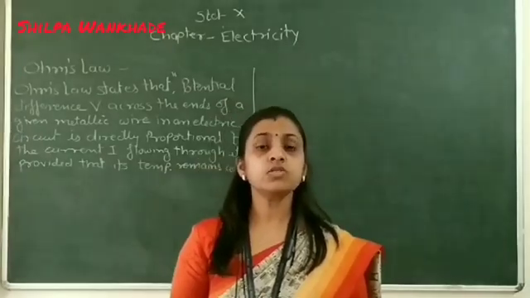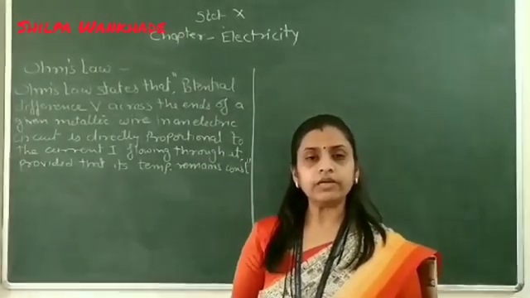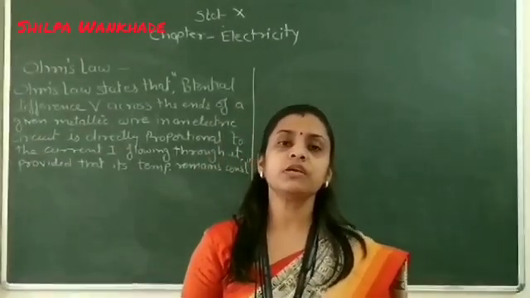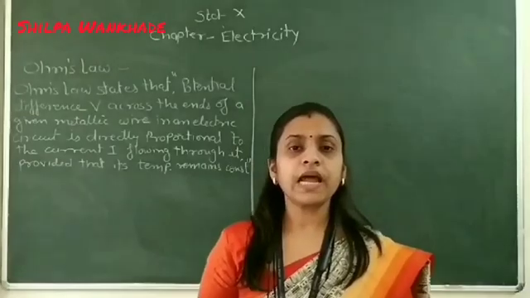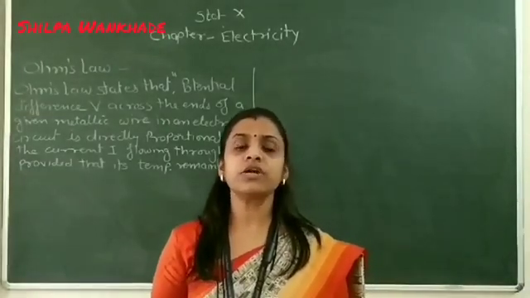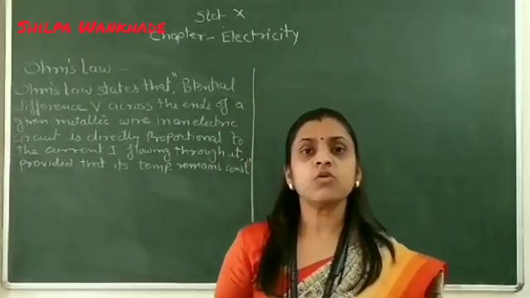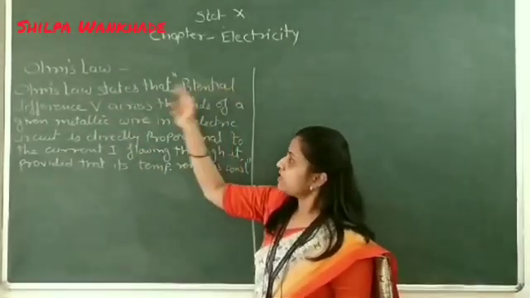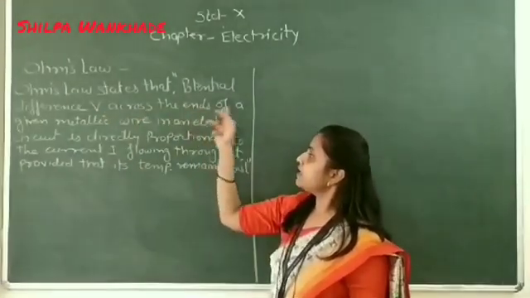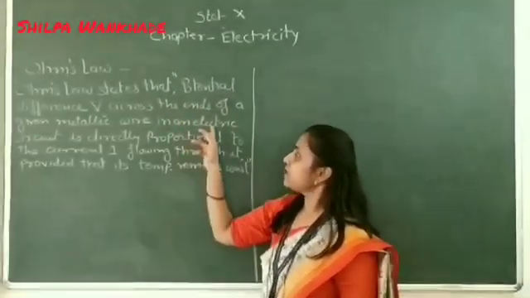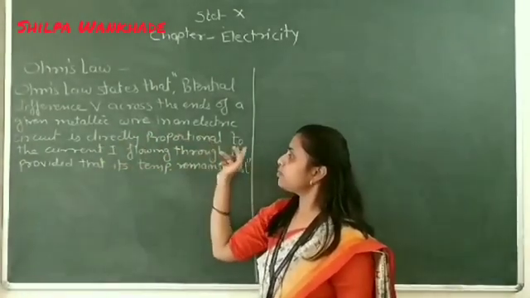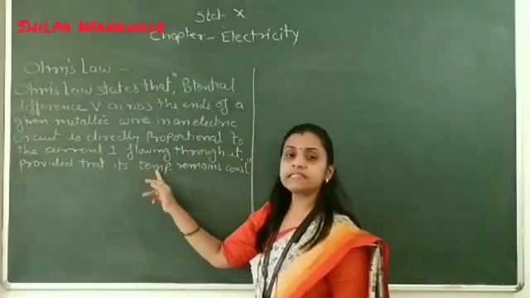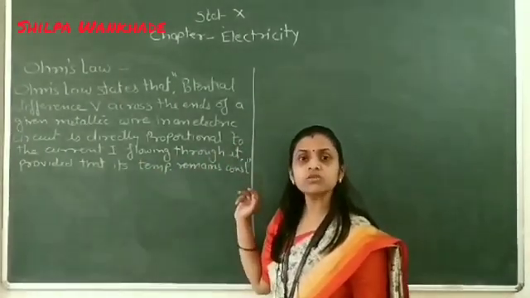This topic is Ohm's law. In 1827, the German physicist George Ohm proposed the relationship between the current flowing through a conductor and the potential difference across the two ends of a conductor. Ohm's law states that the potential difference V across the ends of a given metallic wire in an electric circuit is directly proportional to the current I flowing through it, provided that its temperature remains constant. So what is Ohm's law?